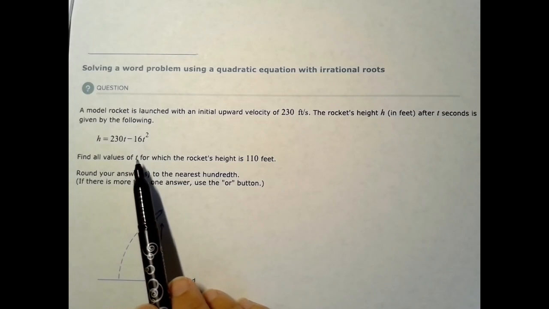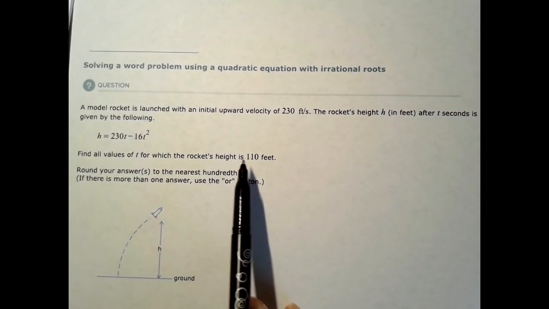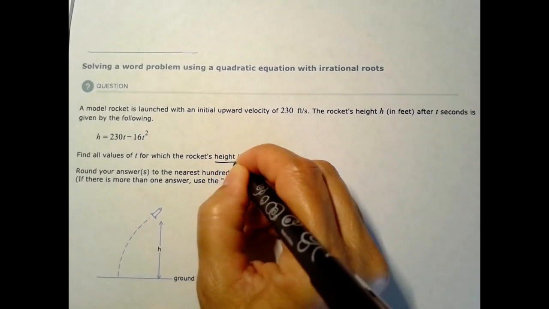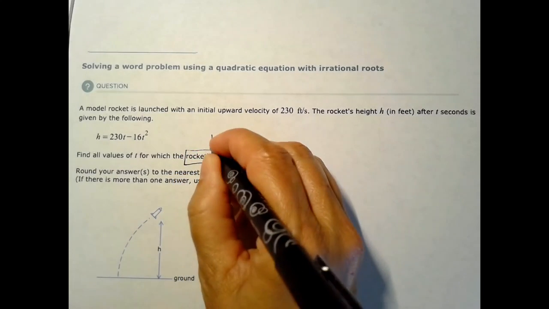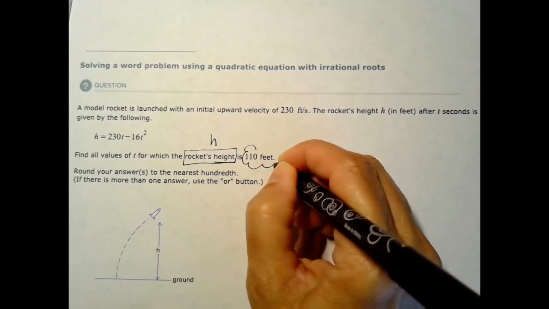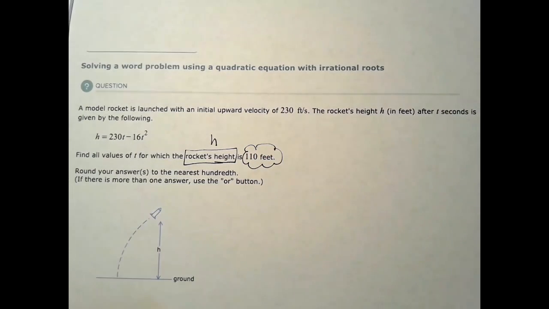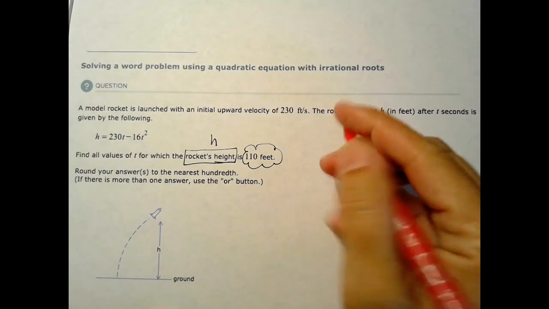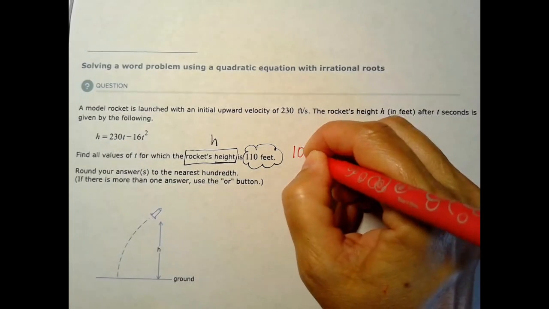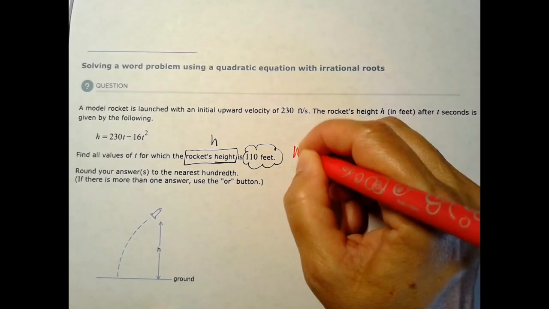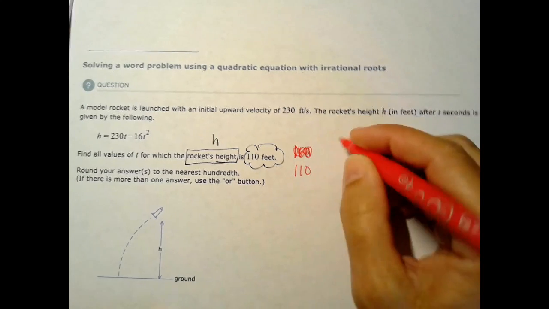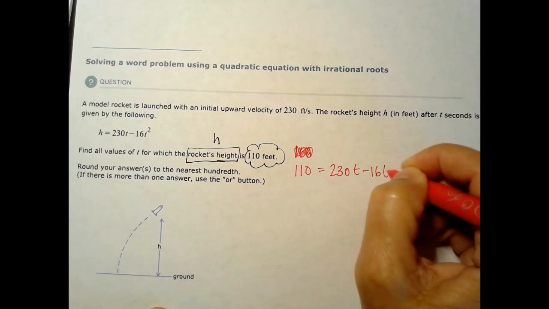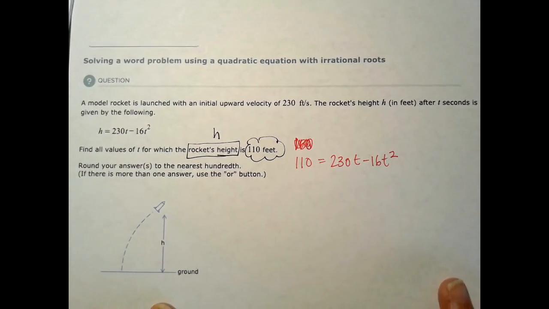So it says find all values of t for which the rocket's height is 110 feet. So they've told us that they want the rocket's height, that's h, to be 110 feet. So we're going to substitute the 110 in for h. So my equation looks like this: 110 is equal to 230t minus 16t squared.